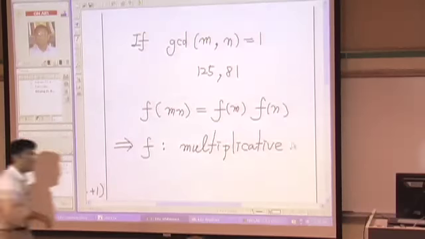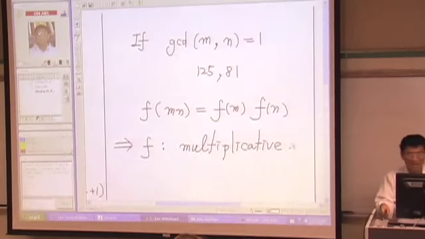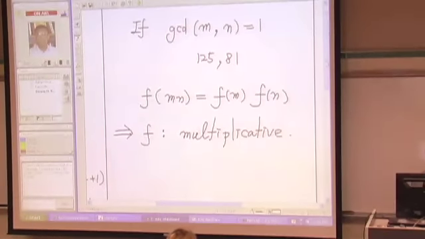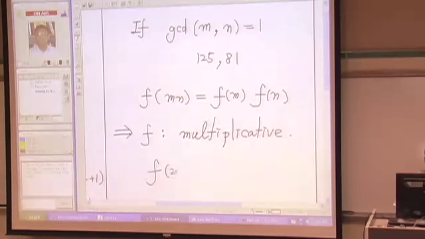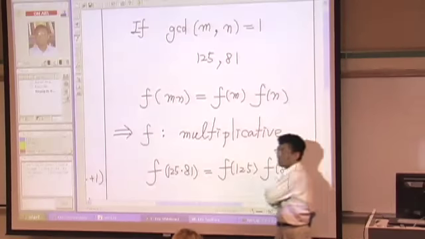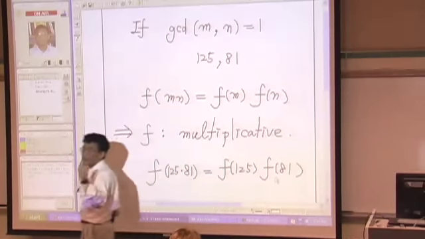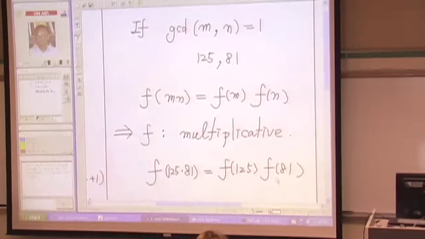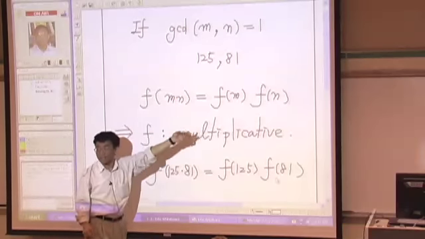In other words, if it's multiplicative, then f of 125 multiplied by 81 can be handled by knowing f of 125 and f of 81. Do you get it? If it's multiplicative. But if it's not, then you don't care. There are many functions which are not multiplicative. So we are handling a very limited set of functions. Instead of all functions, we are handling a limited set of functions called multiplicative functions, when they are relatively prime.